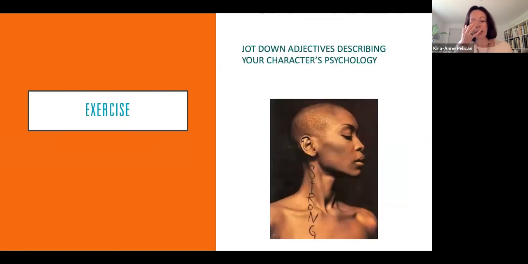Okay, so I'm going to come back to what complexity means in a character, but this is a workshop. So first of all, what I'd love you to do is to think about the character you're currently working on and try and jot down around 10, if you can get to that point, adjectives just describing your character's psychology. I'm going to give you a couple of minutes. That's not very long. I apologise.